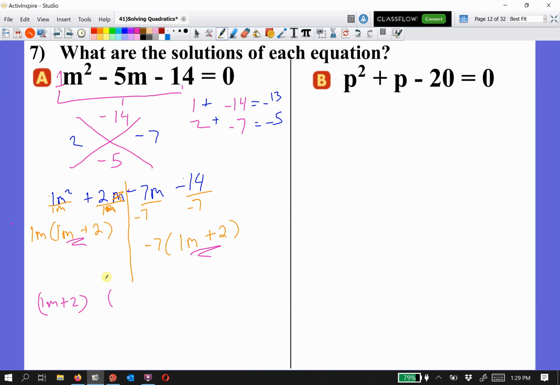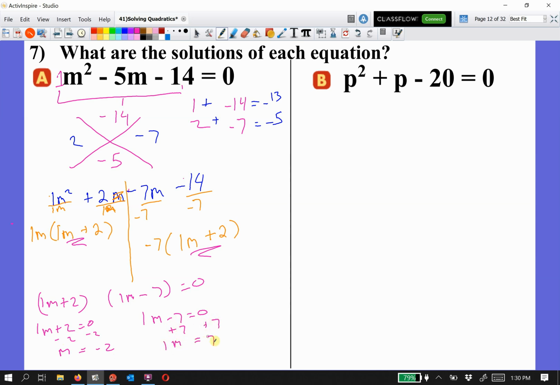I also have 1m minus 7 equals 0. And after I do all that, I need to solve them. Okay, so we have 1m plus 2 equals 0 and 1m minus 7 equals 0. Solve it. Minus 2, minus 2. m equals negative 2. If you want, you can keep your 1 there and divide by 1. I know that 1m is the same as just m, so I'm not going to bother. Plus 7, plus 7.